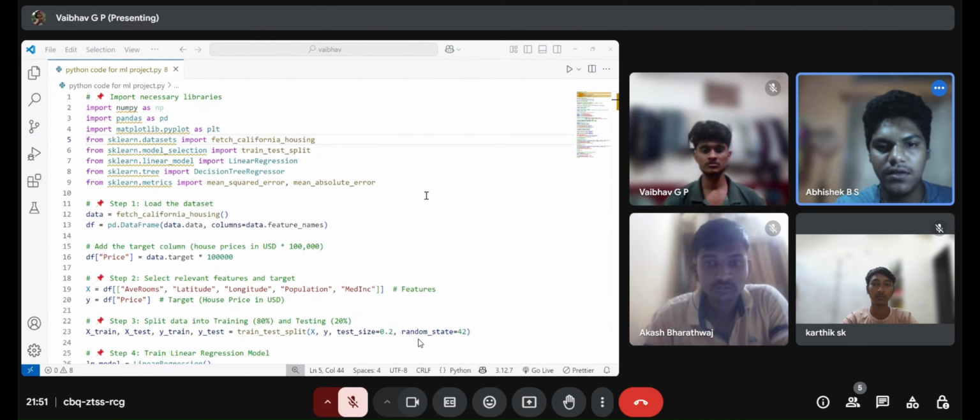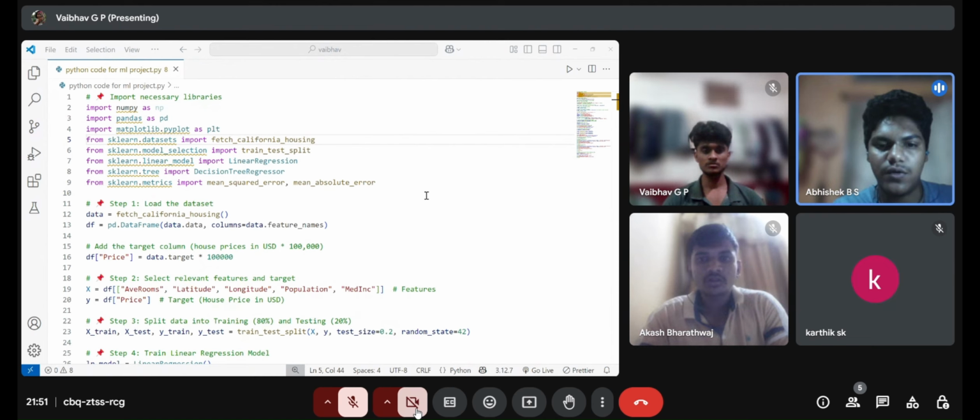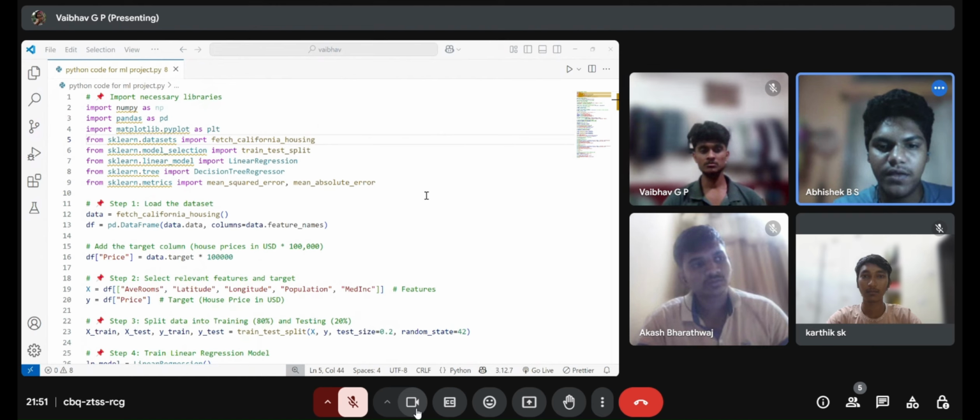Now step 3. Select the relevant features and target. Feature selection: instead of using all 8 features, we choose 5. Rooms, the average number of rooms in a house. Latitude and longitude determine the house location, which affects the pricing. Population, the number of people living in the area. And the median income of residents in that region, which is given by median income. Target variable y: we use price, which contains house prices in USD.